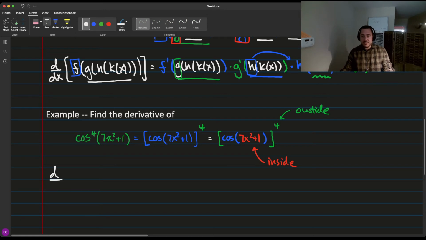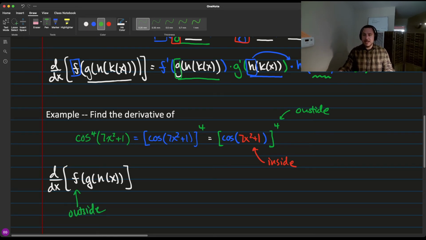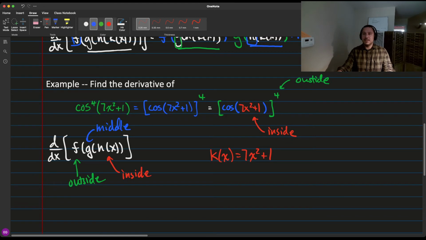So I have three different functions here. I have f of g of h of x. F is the most outside, it's the thing that happens last. H is the most inside, it's the thing that happens first. And then g we'll call the middle function. The thing that you do first, the inside function, is 7x squared plus 1. Now, what does that get fed to? Oops, that should be h.